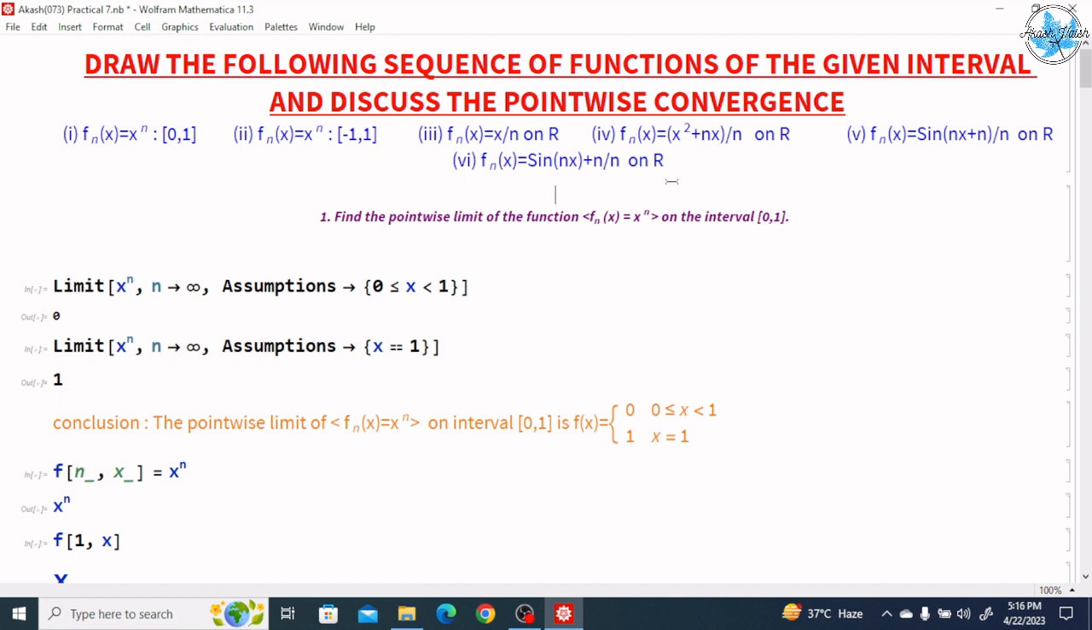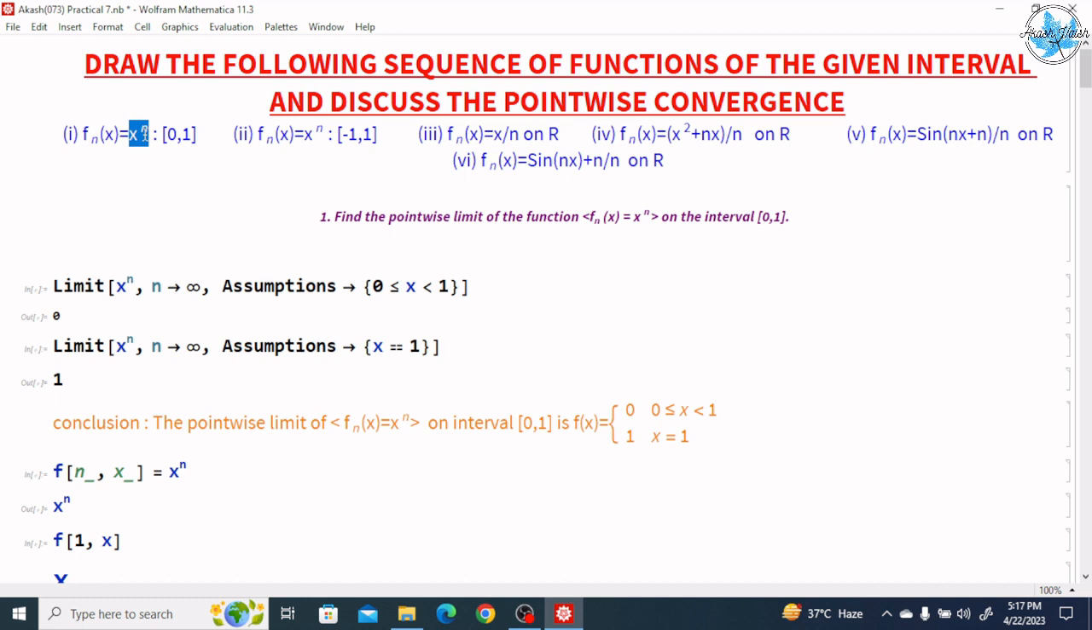Take the example of x to the power n. Now put in values of x between the interval 0 to 1. Suppose I take x equal to 1 by 2, then the sequence becomes 1 by 2 to the power n. If you take the value of x as 1 by 4, then you will get the sequence 1 by 4 to the power n. In this way you will get your sequences. If the sequence at every point lying in the given interval converges to a limit, then it is said to be pointwise convergence.